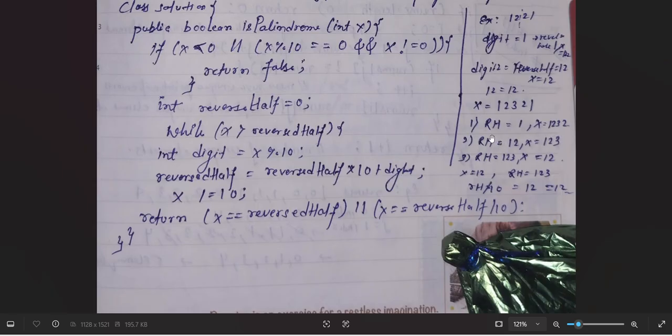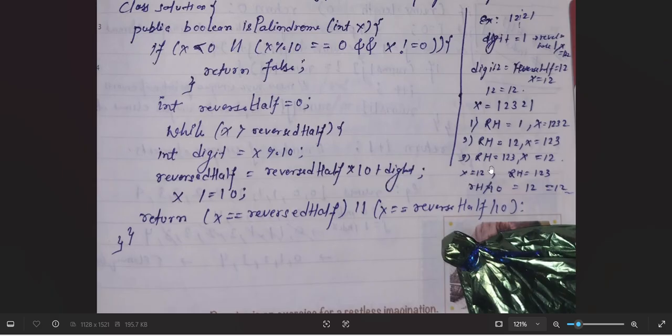Again we do the same process. The last digit goes to the reverse half, so the reverse half is 1 2, and x will be 1 2 3. Again we perform the same thing, taking x modulo 10 and forwarding the remainder to the reverse half. So here you can see the reverse half is 1, 2 and 3, and x is only 1 and 2.